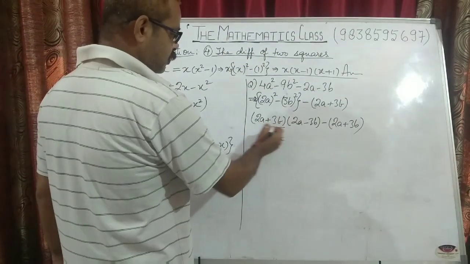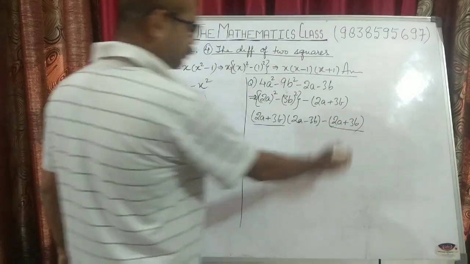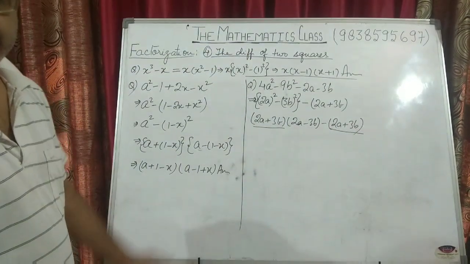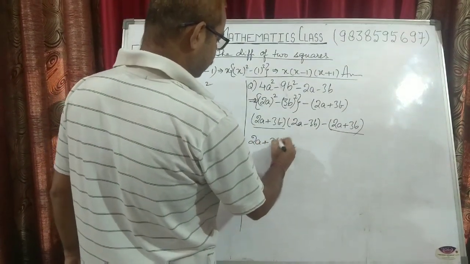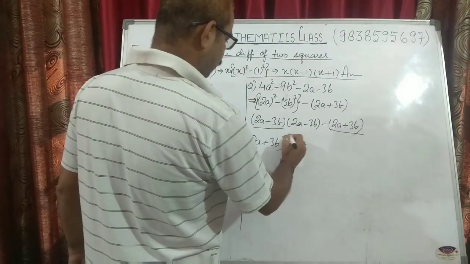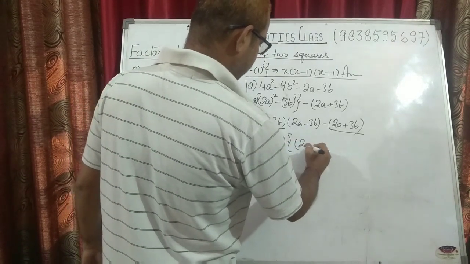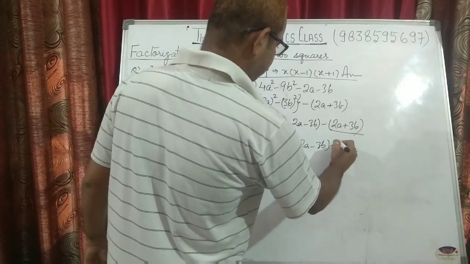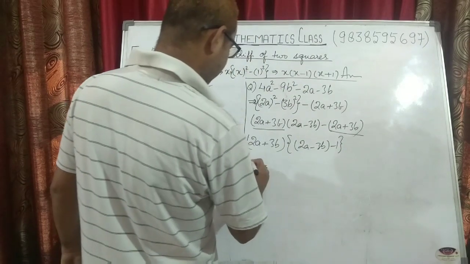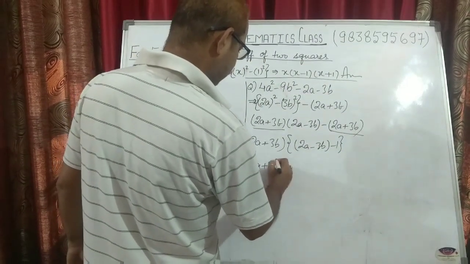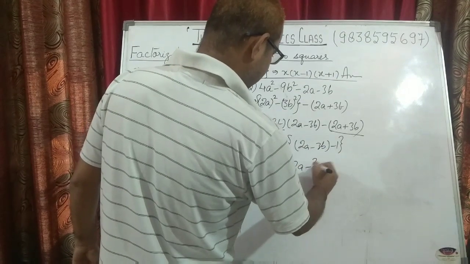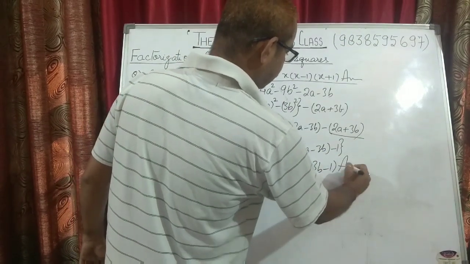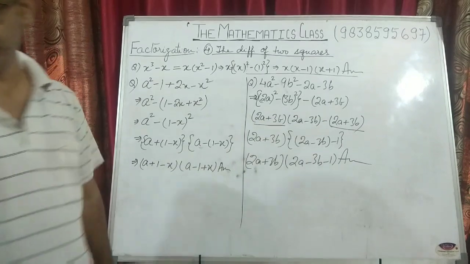We can see that 2a plus 3b is common in both the terms. So we can take it as common. That is 2a plus 3b is common. Now what is left? 2a minus 3b minus 1, or finally the value is 2a plus 3b times 2a minus 3b minus 1, that is the final value.